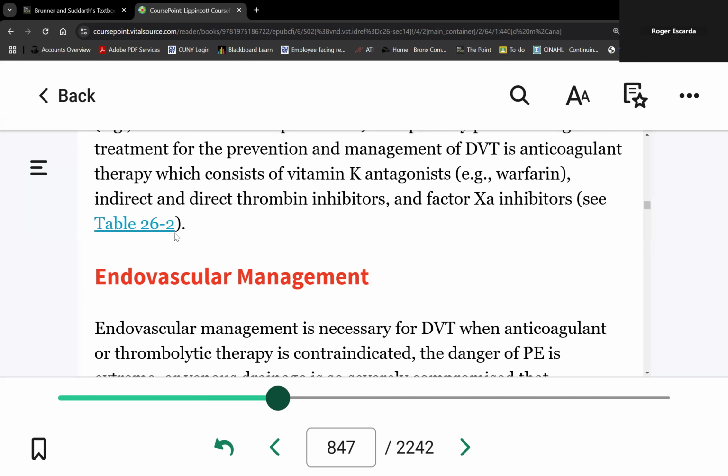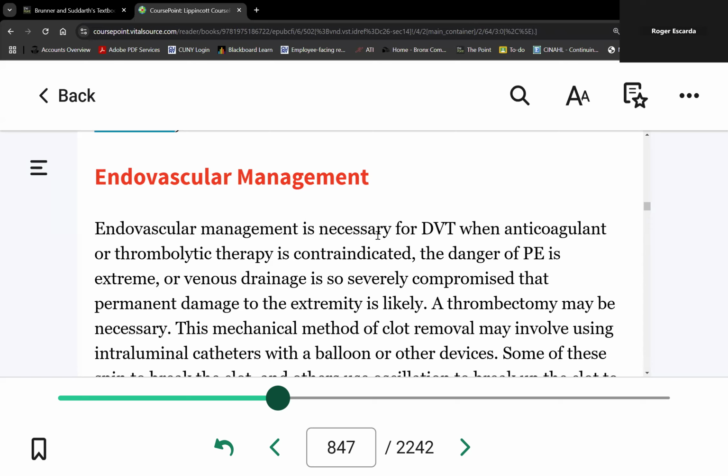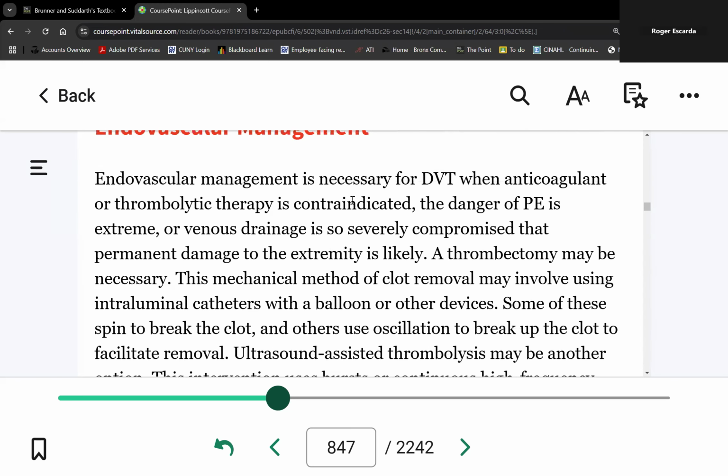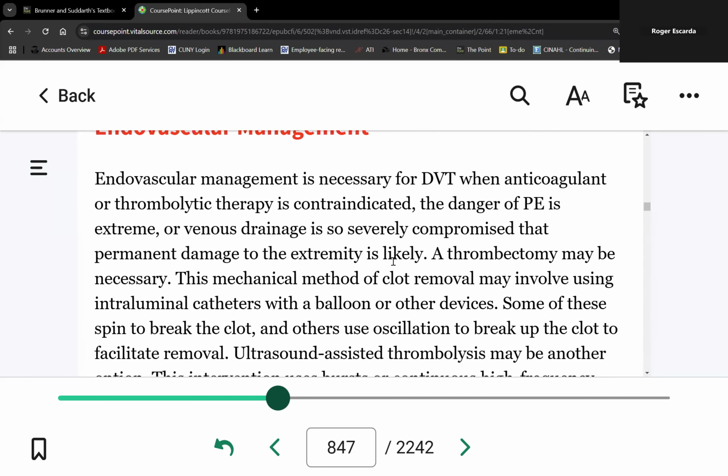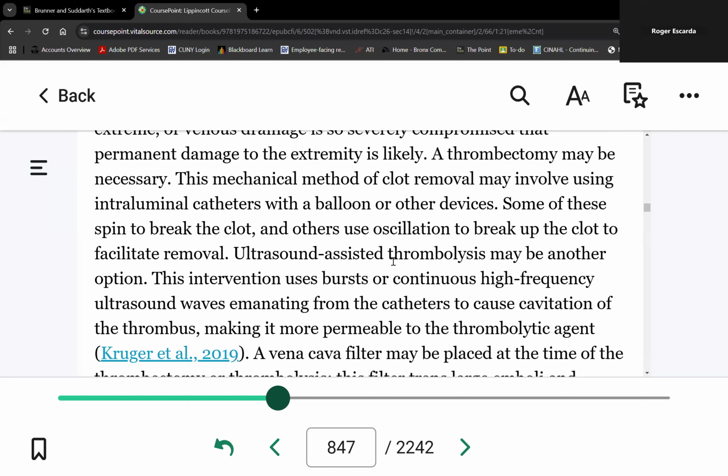There's also endovascular management, meaning surgery. If the clot is big enough, we can do endovascular. The problem with this is it may dislodge the clot and become a PE, or cause a stroke or even a heart attack. So that's the danger of doing the surgical option. We call that thrombectomy, a removal of a blood clot. Not all clots can be surgically removed. They must be big enough. If it's too small, how do you get rid of it?